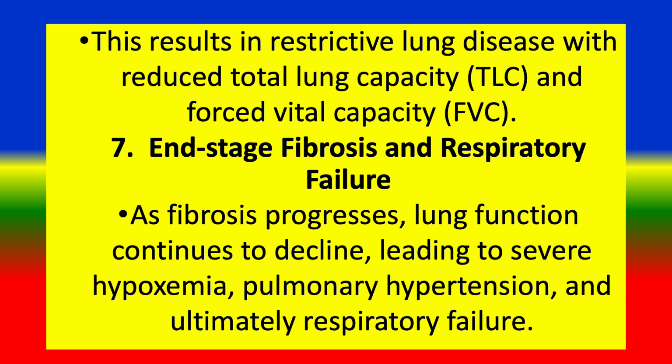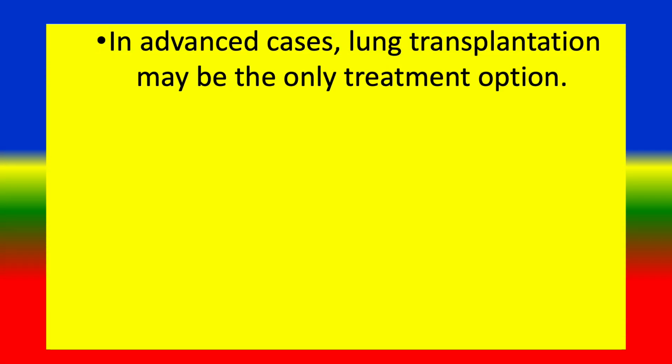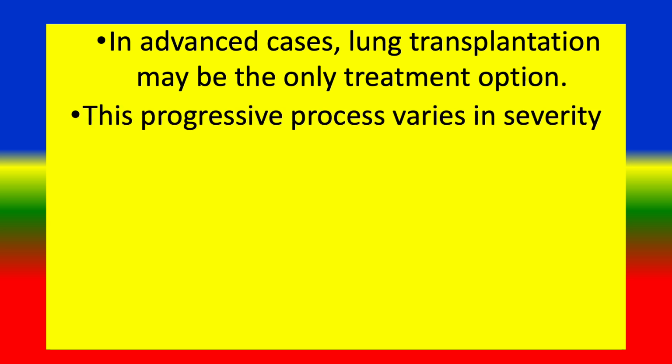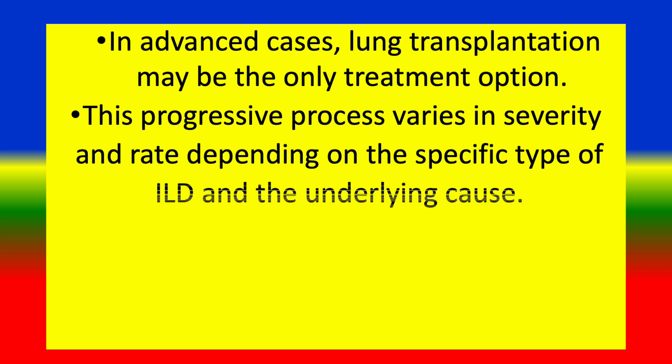7. End stage fibrosis and respiratory failure. As fibrosis progresses, lung function continues to decline, leading to severe hypoxemia, pulmonary hypertension, and ultimately respiratory failure. In advanced cases, lung transplantation may be the only treatment option. This progressive process varies in severity and rate depending on the specific type of ILD and the underlying cause.